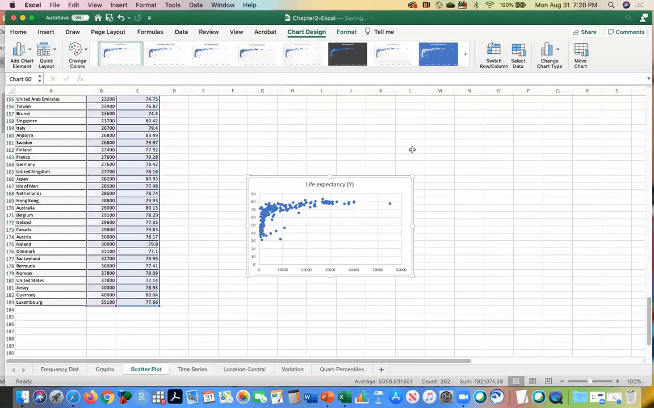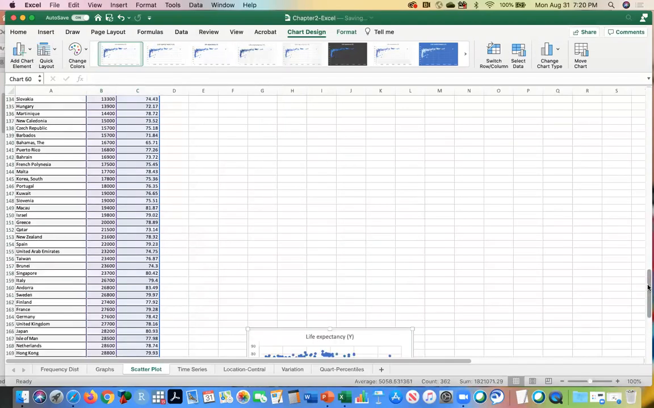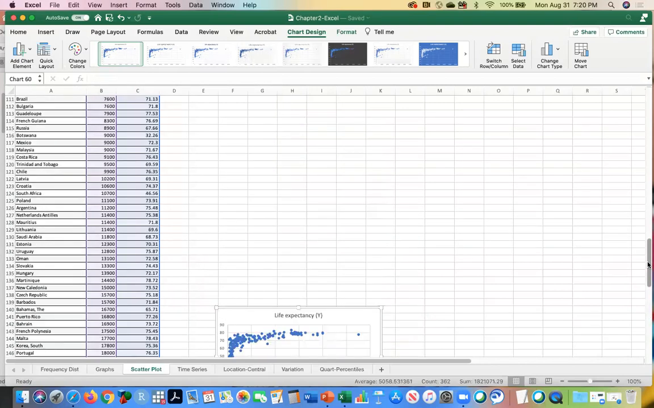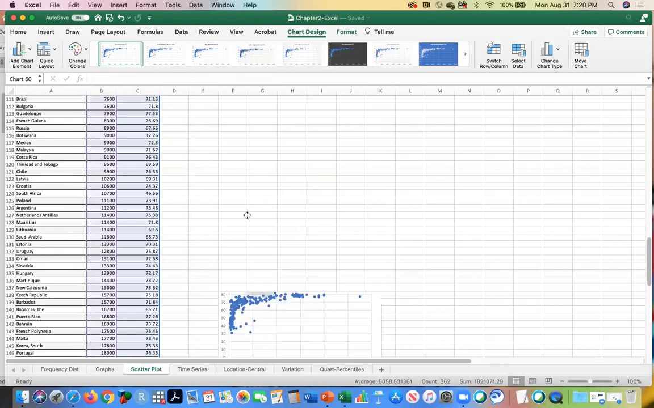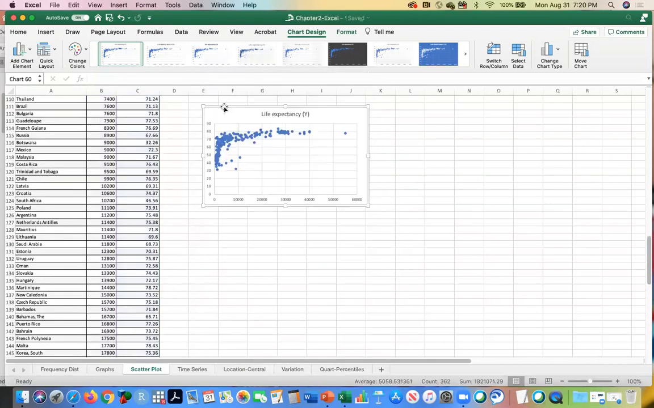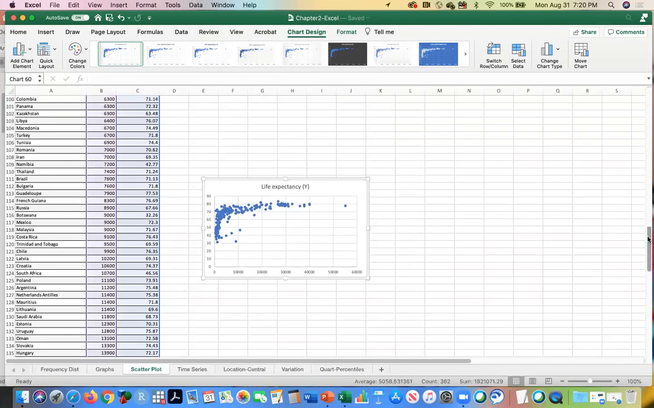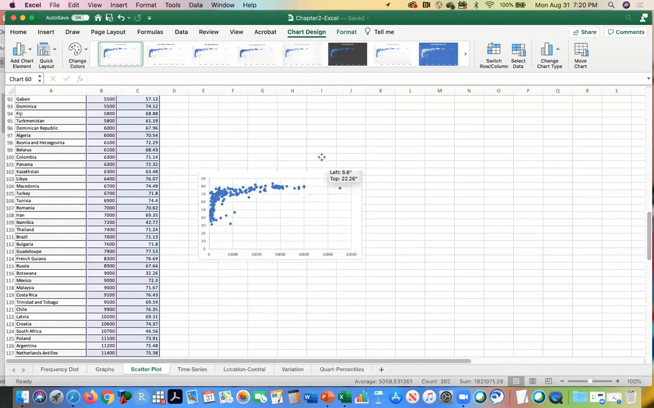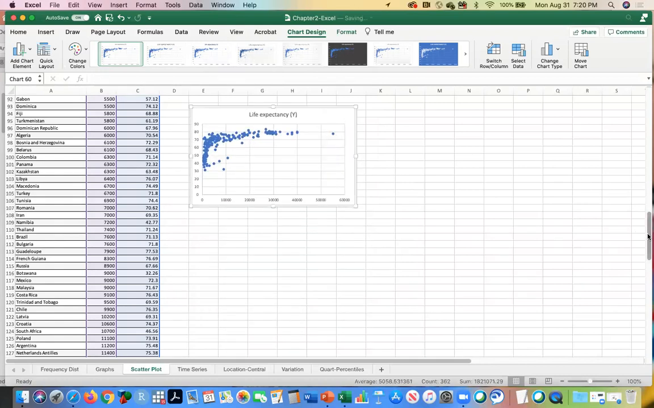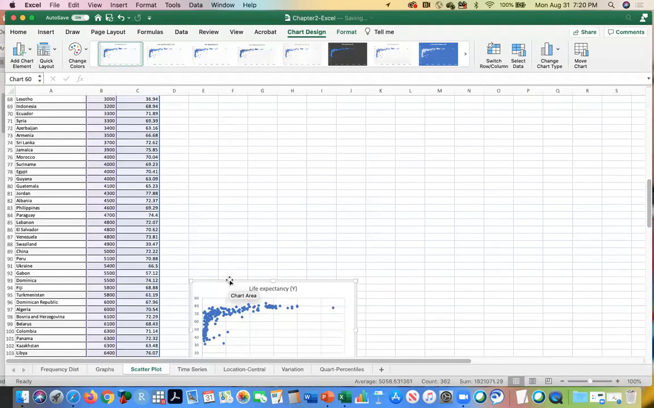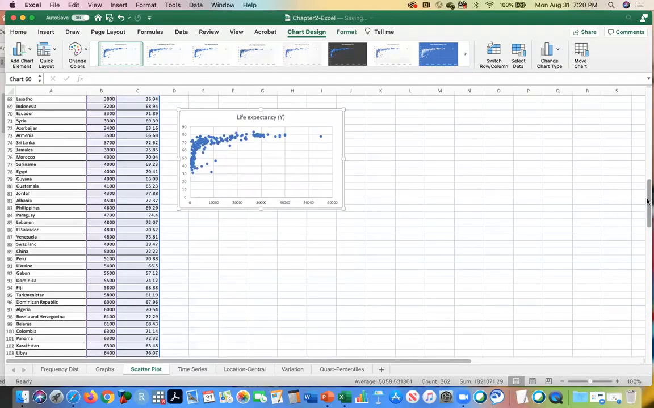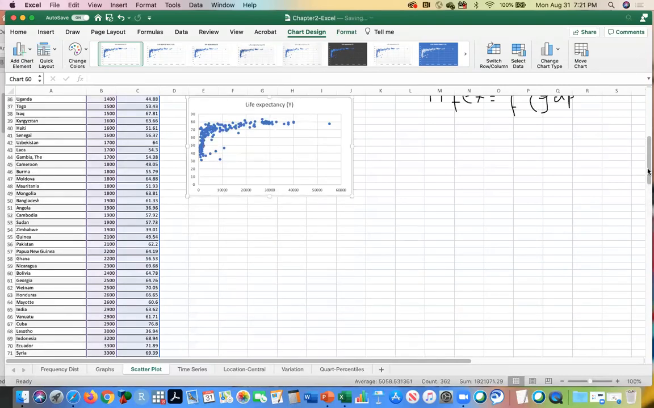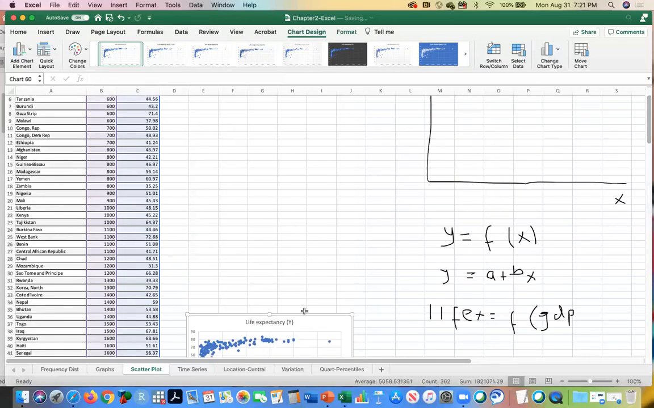I do that, and I find that I have this collection of dots. Let me make it bigger. Remember, each dot is a pair of X and Y for each country, right? I'm trying to make this a little bit bigger and close to my graph.